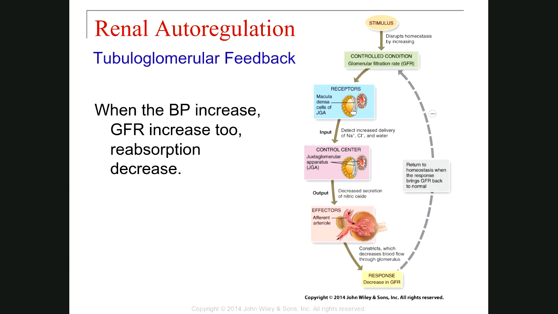Now I want to talk about it. When the GFR is above normal due to elevated systemic blood pressure, the amount of filtered fluid which moves in the renal tubule increases. As a result, the proximal convoluted tubule and the nephron have less time to do reabsorption of sodium ion, chloride ion, and water. When these filtrates reach the distal convoluted tubule, the macula densa can detect the increased delivery of sodium, chloride, and water.